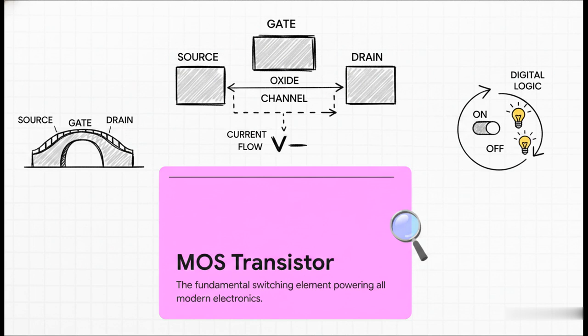You've got the source and the drain, those are your current entry and exit terminals. Connecting them is the channel, which is the actual path where electricity flows. But the absolute most important part is the gate. By applying a voltage to the gate, you control the switching. It essentially opens or closes that path in the channel right beneath its oxide layer. And you know what? That incredibly simple on and off action is the entire foundation of all modern digital logic.